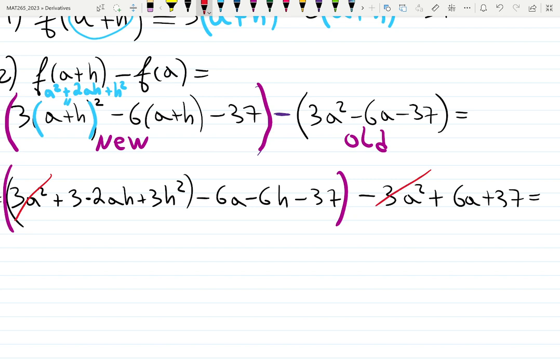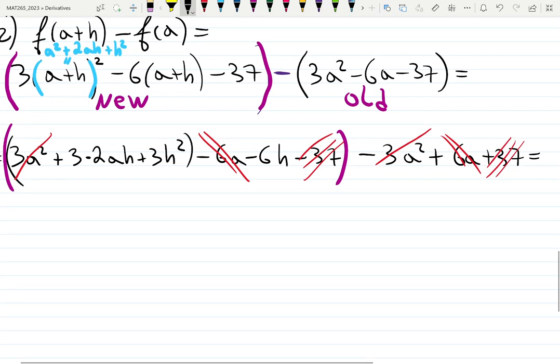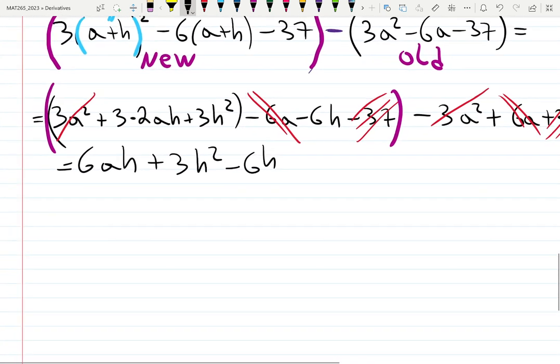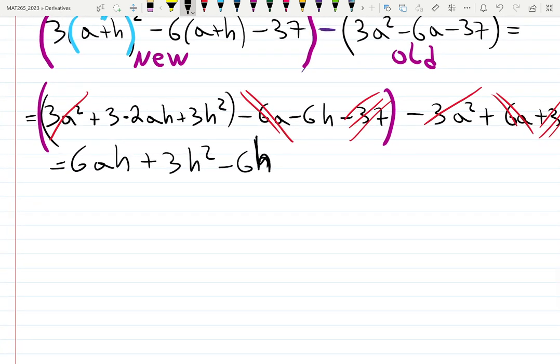3a squared and minus 3a squared, gone. 6a and minus 6a, gone. 37 and minus 37, gone. So what's left? 6ah plus 3h squared minus 6h. Do you know why we're happy with this result? Because we can, yeah, what do you want to say?